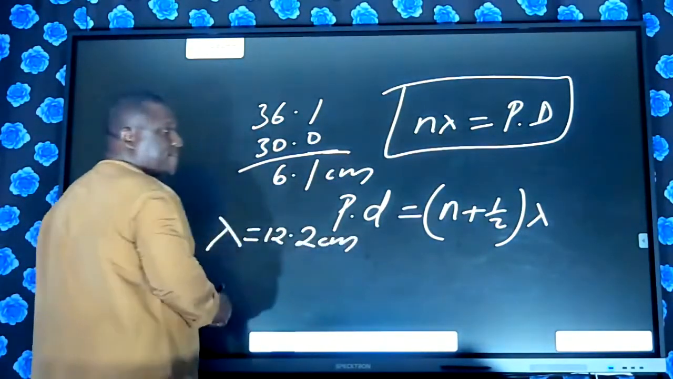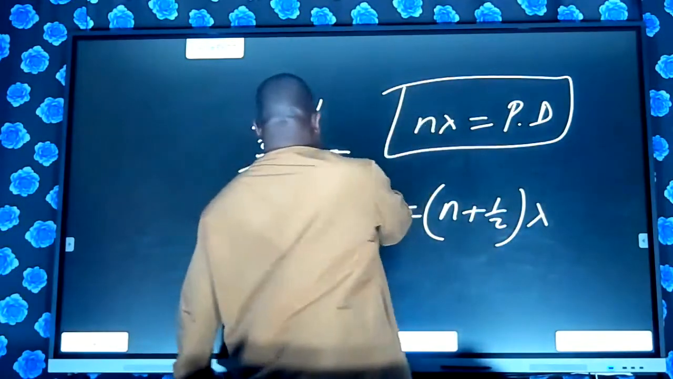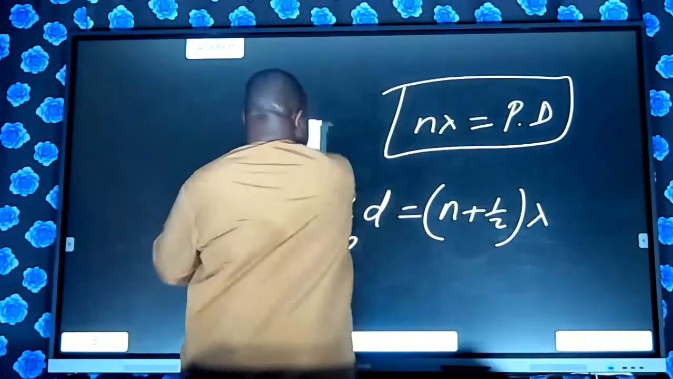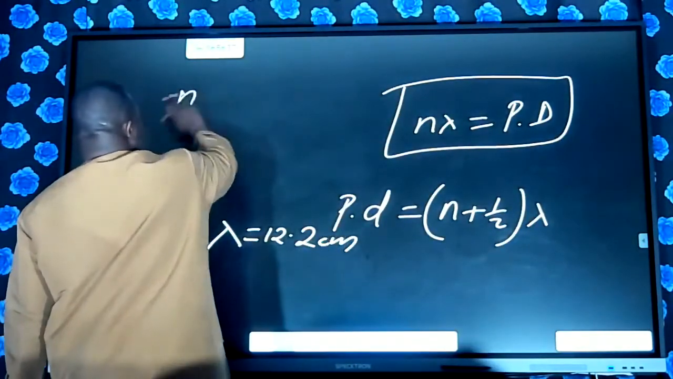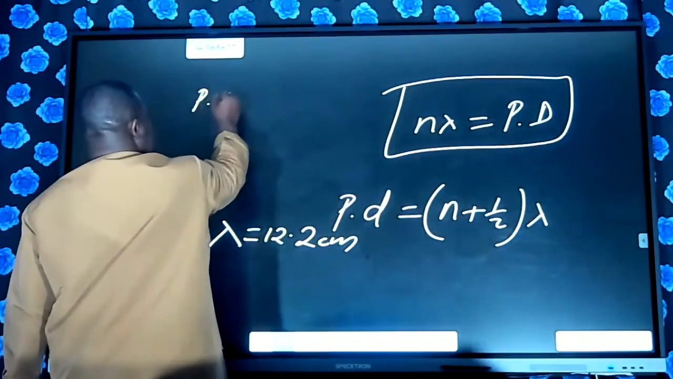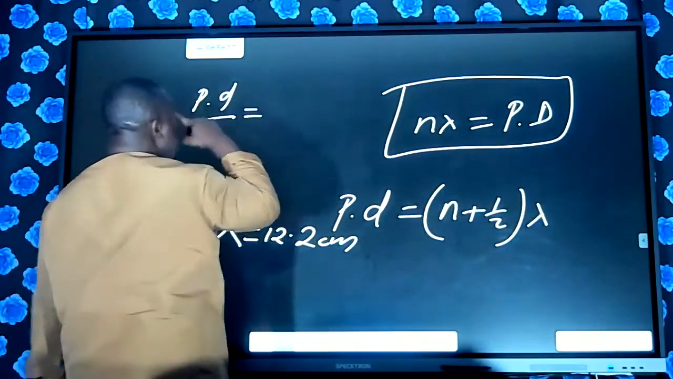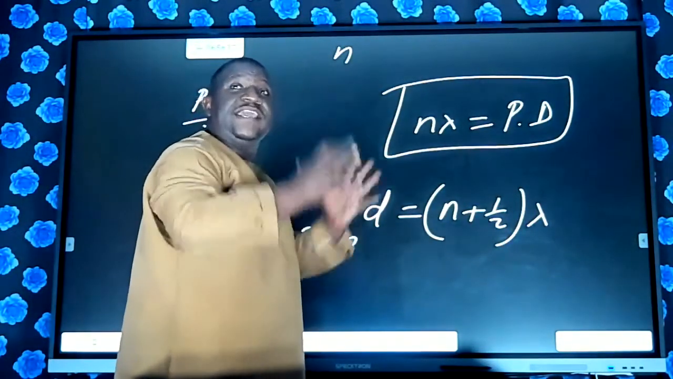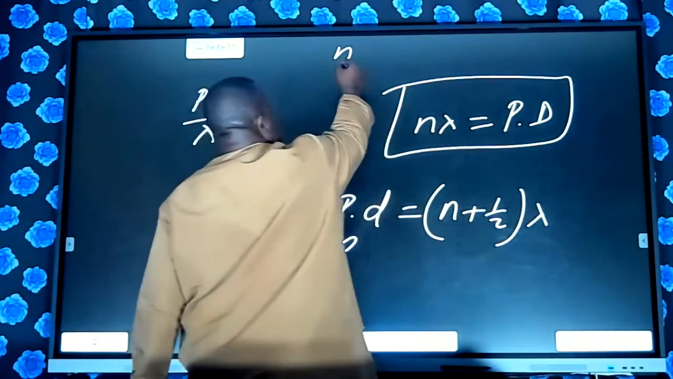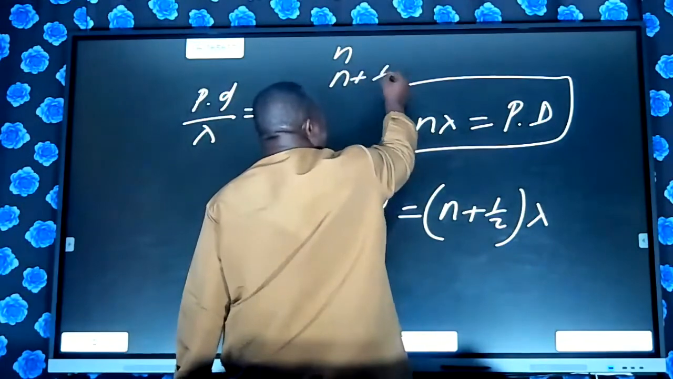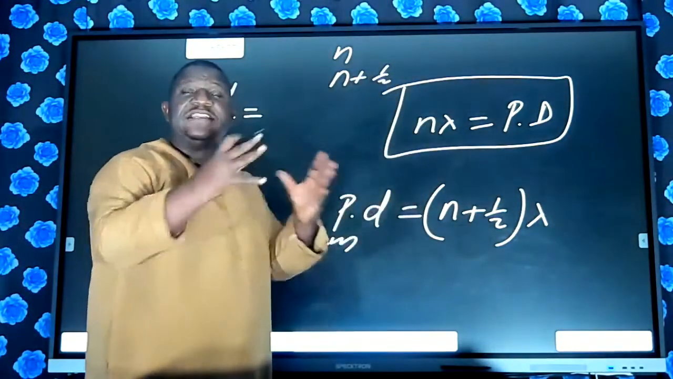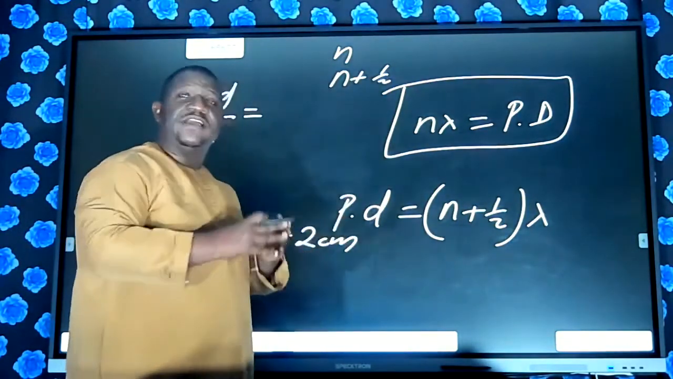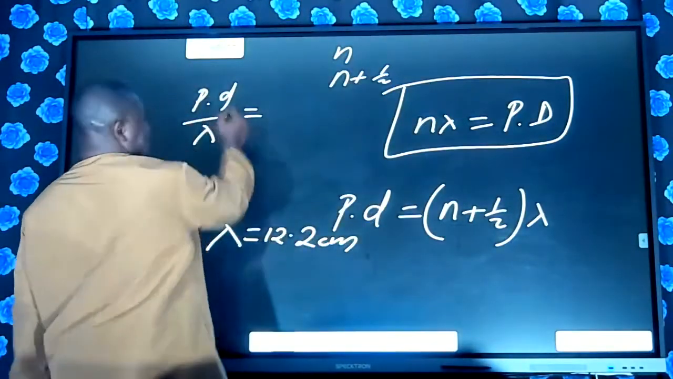centimeter, and our path difference is 6.1. Whatever I calculate as path difference divided by lambda, if it is equal to a whole number, that means it is equal to n. If it is equal to a whole number, that means they are meeting completely in phase at antinode. If it is equal to n plus another half, that means they are interfering destructively, completely out of phase. So let's look. Path difference is what?